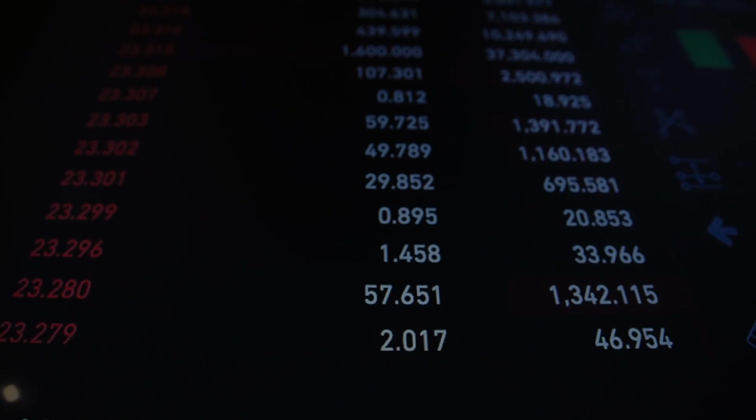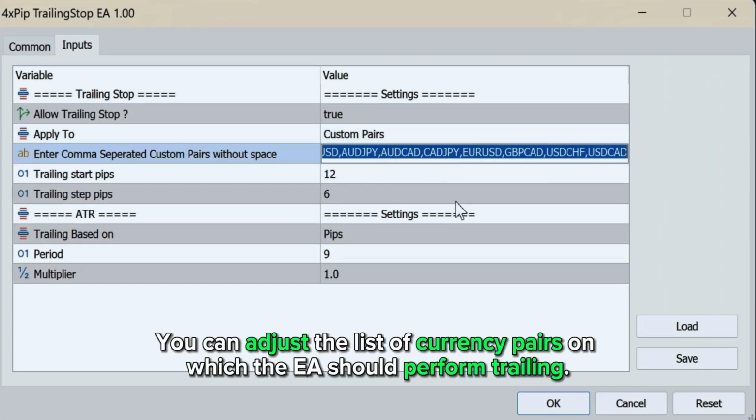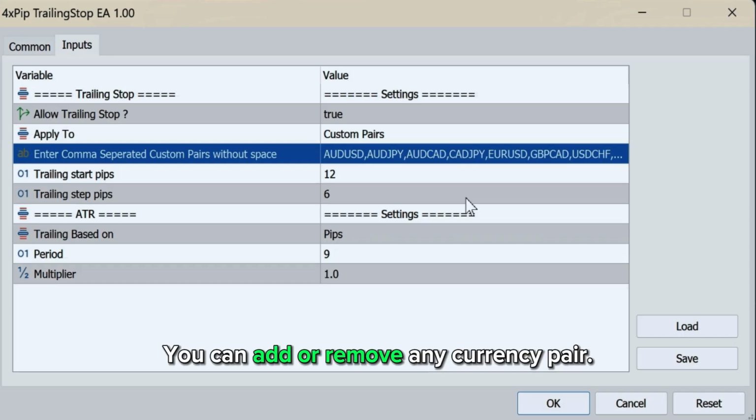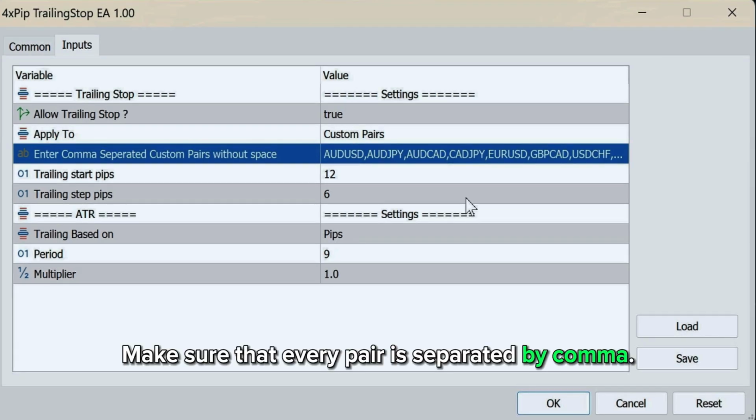Feature number 2. You can adjust the list of currency pairs on which the EA should perform trailing. Traders can customize it to fit your unique trading style and preferences. You can add or remove any currency pair. Make sure that every pair is separated by comma.